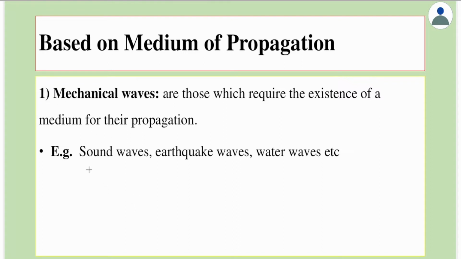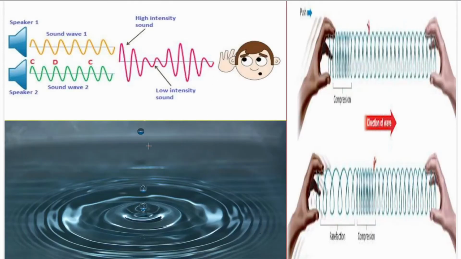Examples of these are sound waves, earthquake waves, water waves, etc. In fact, many waves are examples of mechanical waves only. As given here, imagine that there are two sources, like two speakers here, and when they produce a sound, this sound requires a medium, which is air, for its propagation.